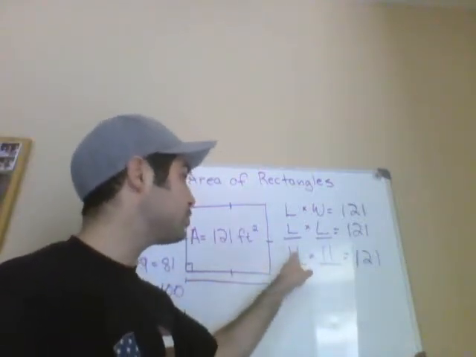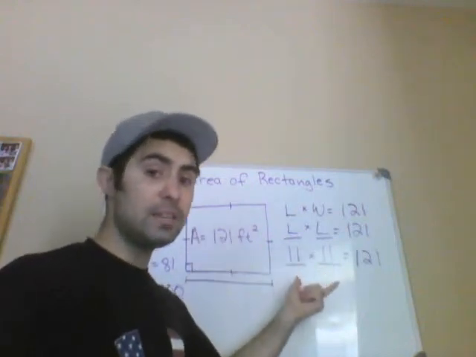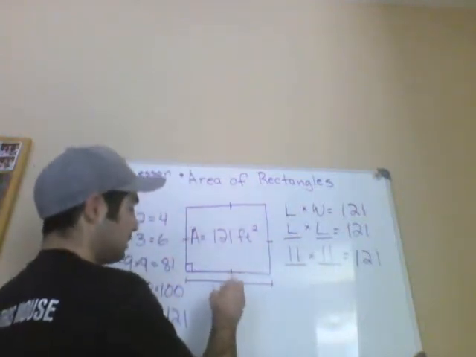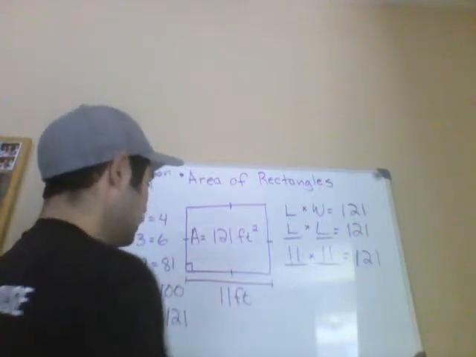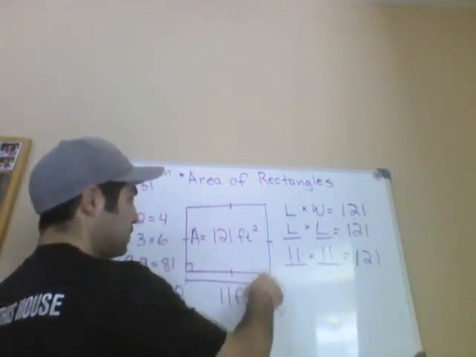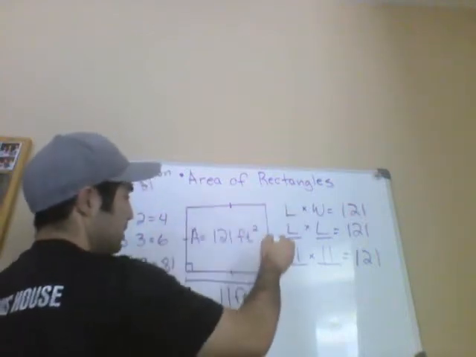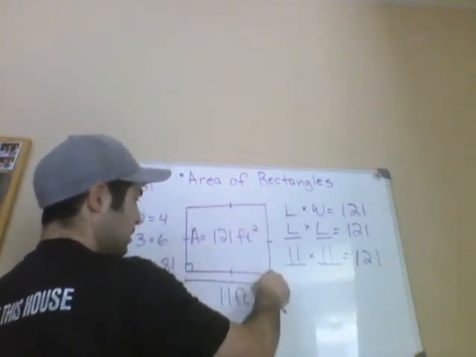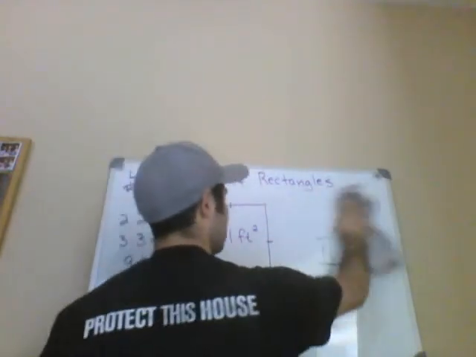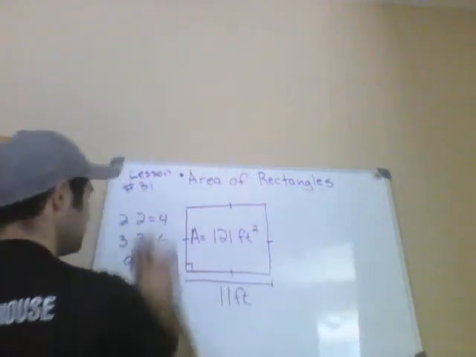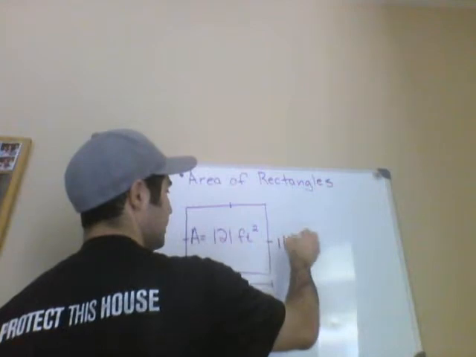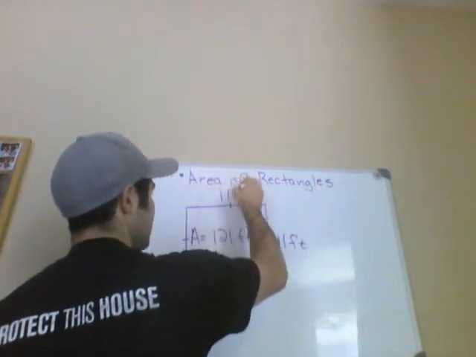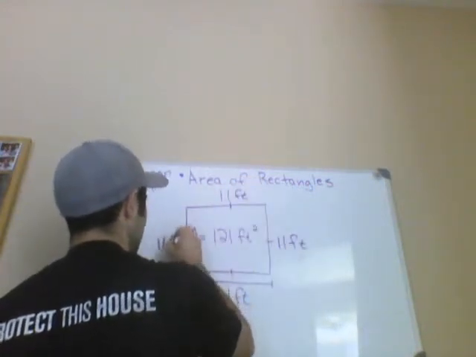So we know that these two numbers, 11 times 11 equal 121, and they have to be the same. And is that true? Is 11 and 11 the same? The answer is yes. So that tells us that the length of one of our sides of this bathroom is 11 feet. So if this side's 11 feet, we know this side is 11 feet because they're all the same. Let me get my eraser and erase some of this. We know this is 11 feet. This is 11 feet. This is 11 feet. And this is 11 feet.